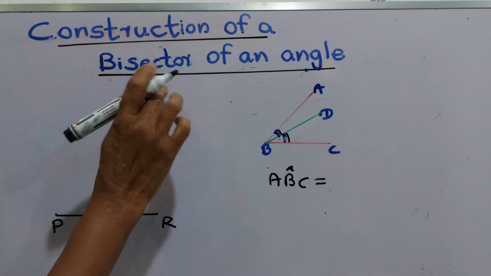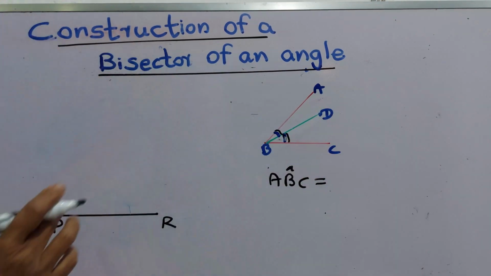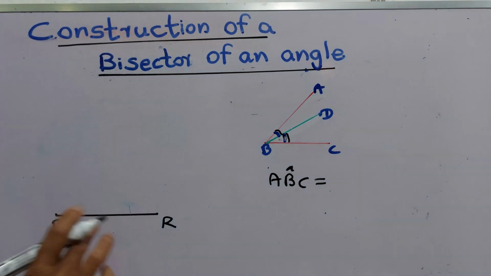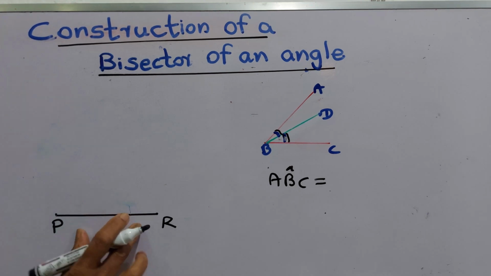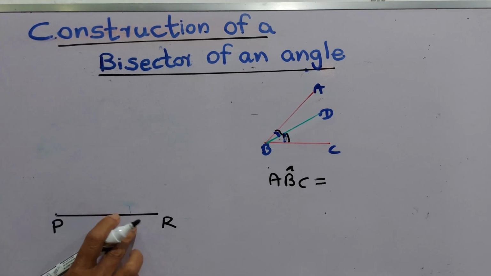Now we are going to construct a bisector. Before that we have to draw an angle. I think you can remember that in earlier lessons we drew more angles. The first step is to draw a straight line. We'll name it PR.